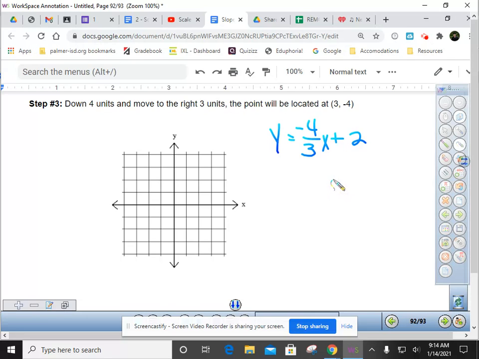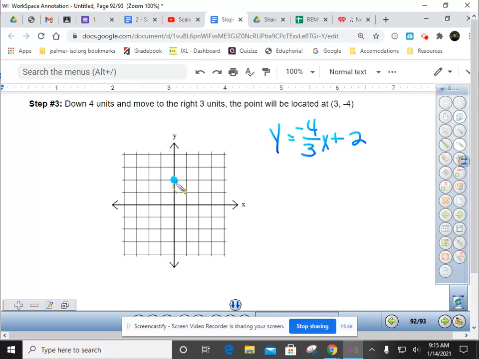You ready? The way you do this is the first thing you graph is the y-intercept. What is it? 2. Everybody in the room, what is the y-intercept? 2. Put a dot on the 2 like you mean it. Everybody in the room, what is the slope? -4/3. So to rise -4, which way am I going?